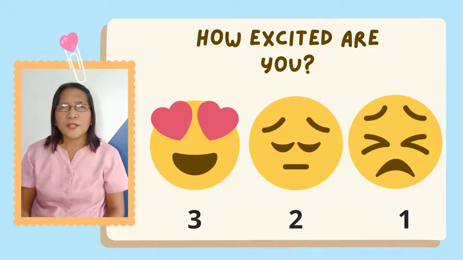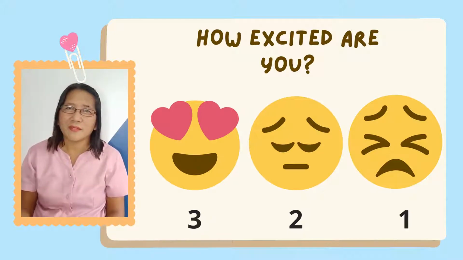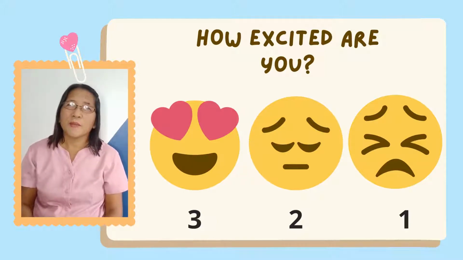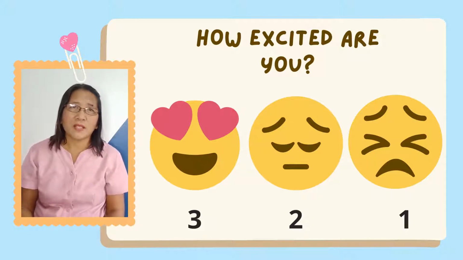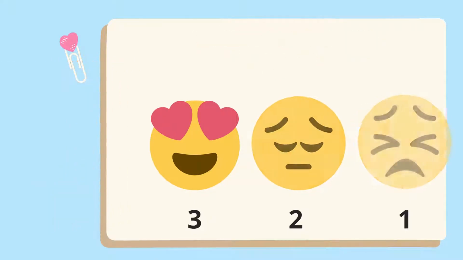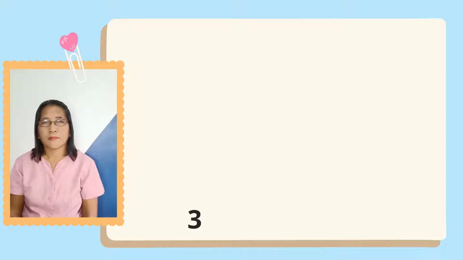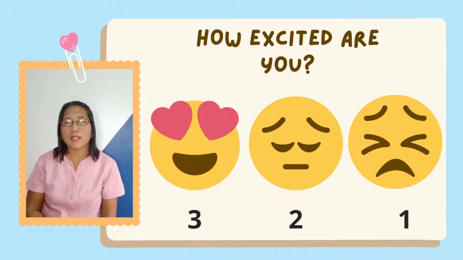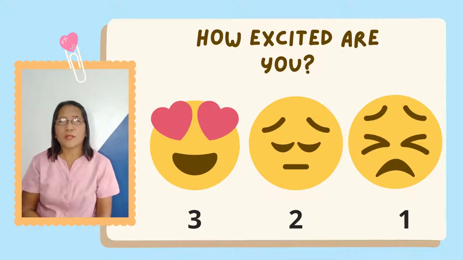As you can see, there are 3 emoticons in this side that will represent your emotion. You will just rate yourself from 3 to 1, 3 being the highest and 1 being the lowest. Write your answer on a clean sheet of paper. I will give you 5 seconds to do it. Alright, you may start answering now. Time is up, class. For me to know your answer, I want you to take a picture of it and send it to our group chat.